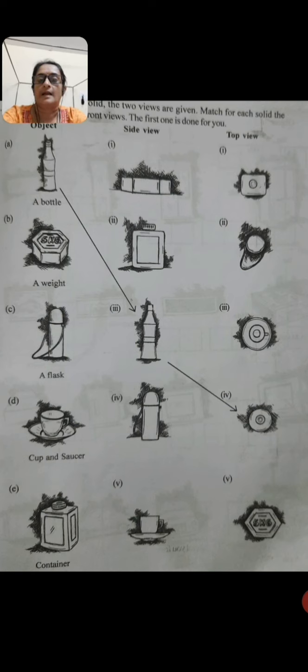Like that, the second picture is of a weight. So weight, can you see the front view of that? So you have to match. The first picture is of front view and then you have to match it with top view also. So accordingly you have to do with the flask, cup and saucer and a container. So you have to draw lines to the side view and top view.